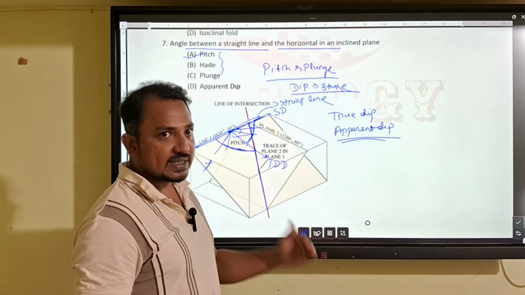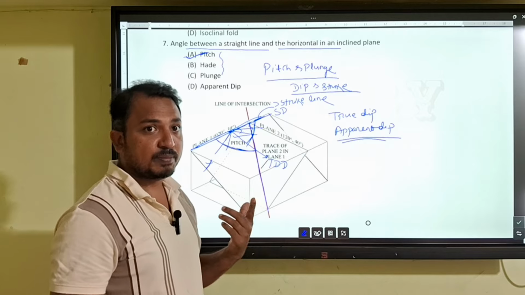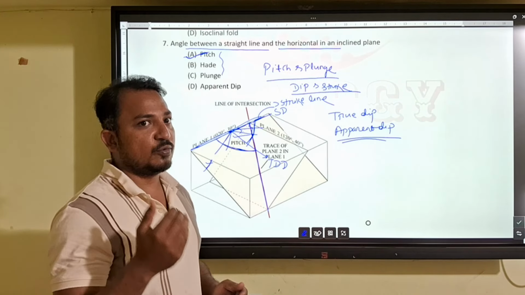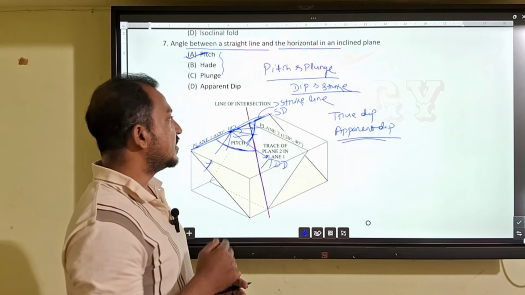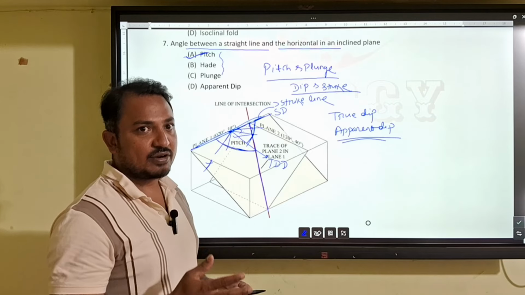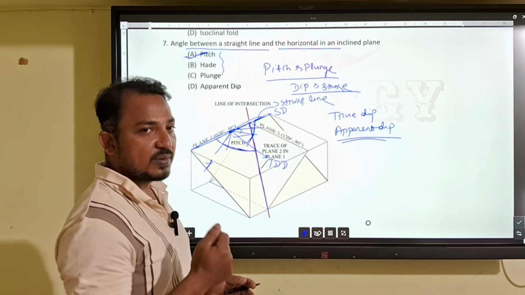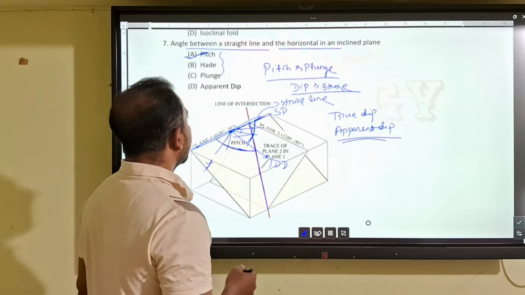So here the question asks the angle between a straight line and the horizontal. So it is pitch. Plunge, you have understood, is the angle of inclination of the line. And apparent dip is the dip measured in a direction other than the true dip direction of a plane, which is always less than the true dip. So the apparent dip amount is always less than the true dip amount.